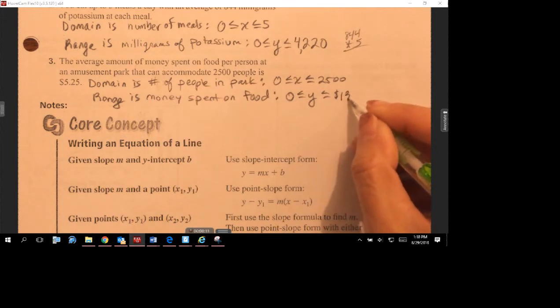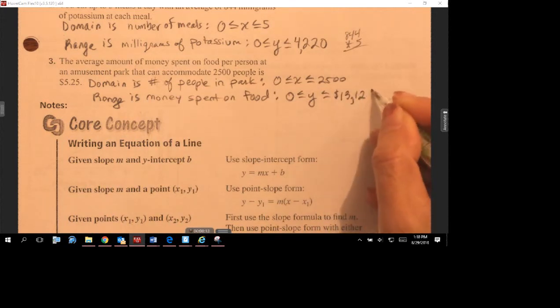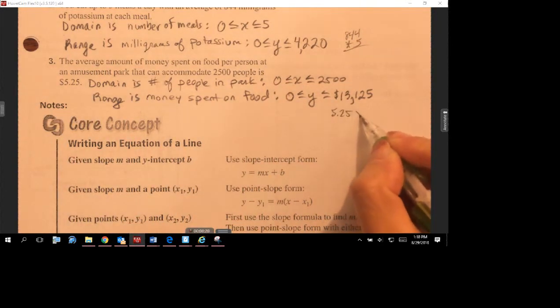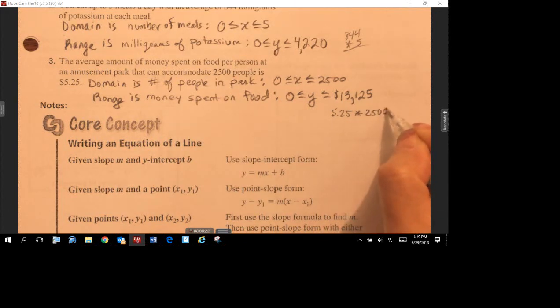You guys agree? I didn't do it, so hopefully that's right. And you did that by multiplying 525 by 2,500, correct?